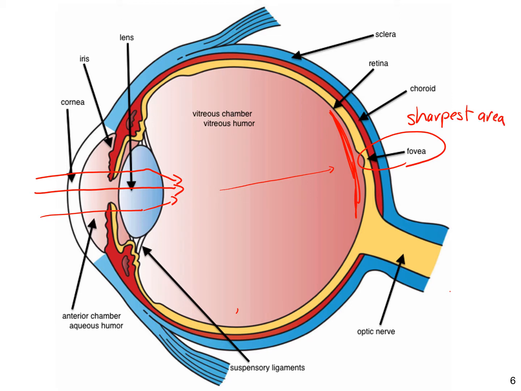This is our central vision. This is responsible for reading, writing ECE203 exams, driving, etc. Okay, so when you are using your central vision, this is when light is hitting the center area of the retina called the fovea. Now over here is what we would refer to as the peripheral view.